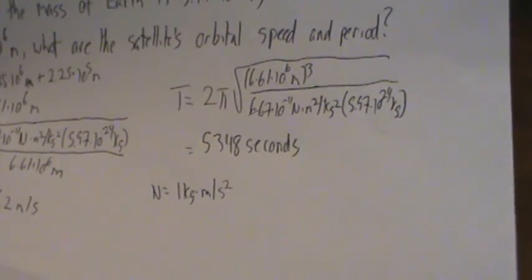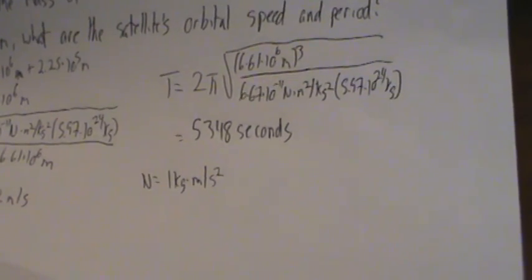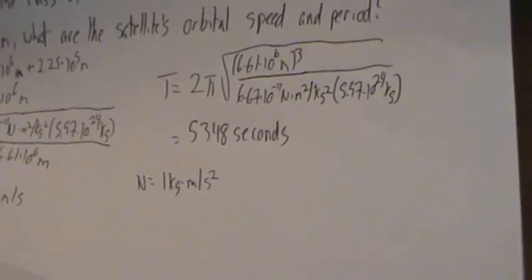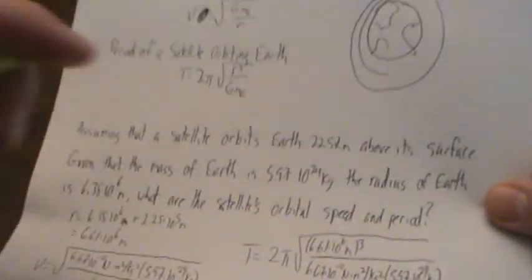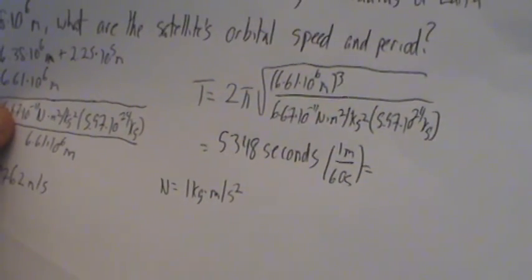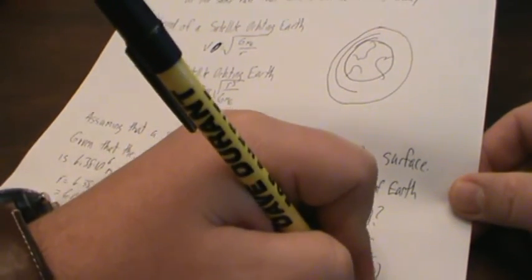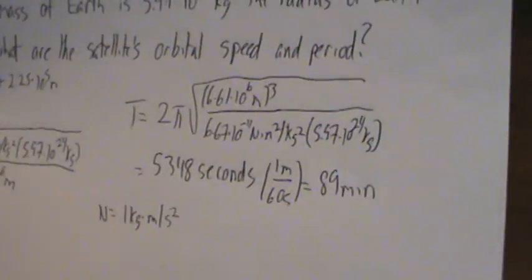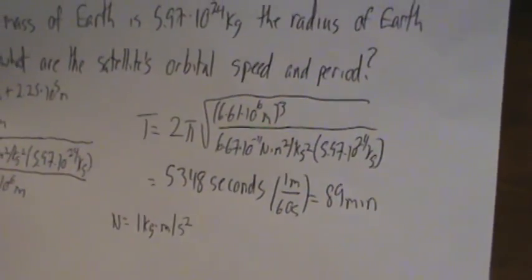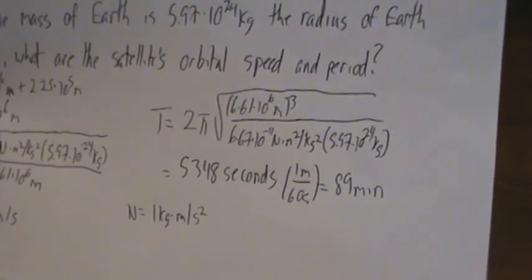Let's put that into a more substantial unit that we can possibly use. Let's take it to minutes. 1 minute over 60 seconds, so 5,348 divided by 60. We're at 89 minutes. So about an hour and a half is the time period for this satellite to orbit around the Earth.